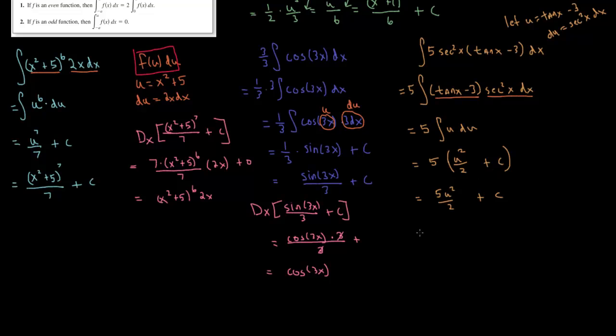Now, of course, we need to make our final solution have x's in it, not u's. And so what was u equal to? It was tangent x minus 3, plus c. That was a squared right there. Almost forgot. Okay? So we have to be adept at factoring constants in and out.